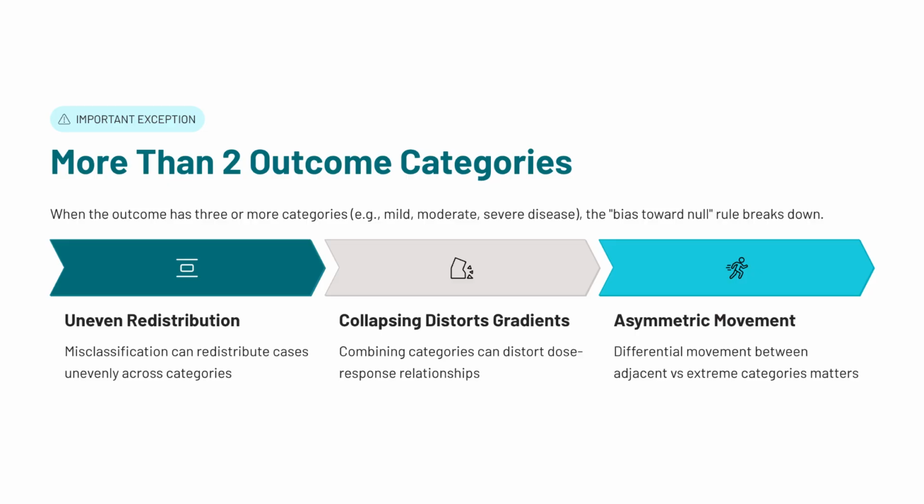So far, we have focused on binary outcomes, but many clinically meaningful outcomes can have 3 or more categories, like mild, moderate, and severe disease. For those types of outcomes, the usual bias toward no difference shortcut can break down. Misclassification can redistribute people unevenly across categories. If you collapse categories, you can distort gradients and dose-response patterns. And if movement is asymmetric, such as extreme cases shifting into middle categories, your effect can change in unpredictable ways. Again, the point is that multi-category outcomes need extra care, and you cannot rely on the assumption that bias tends towards the null.